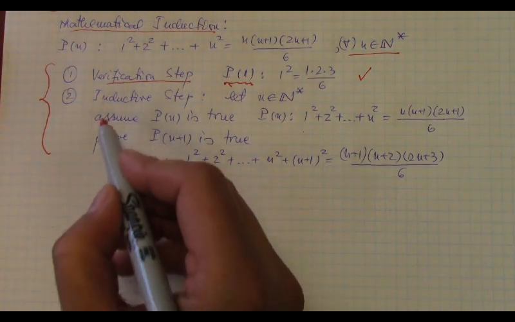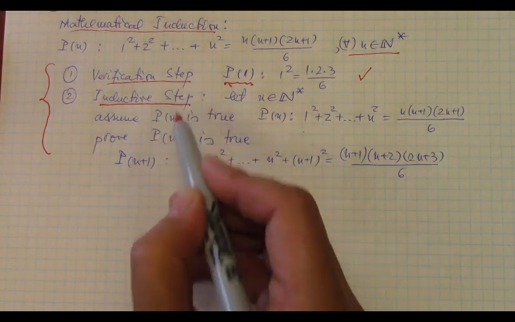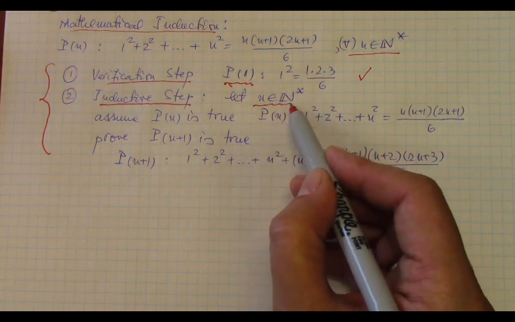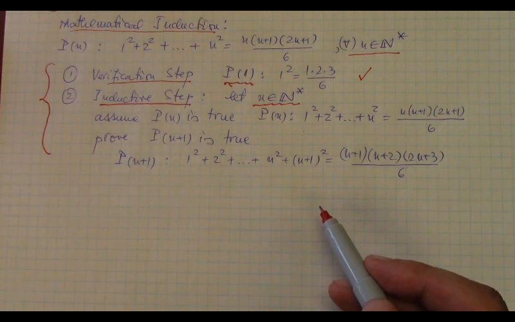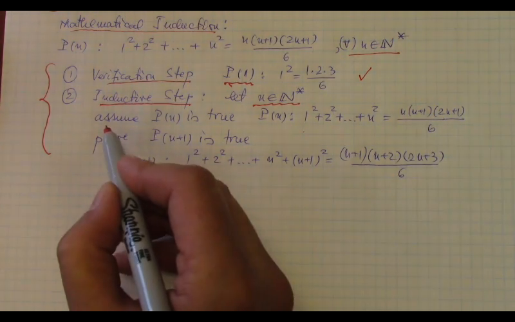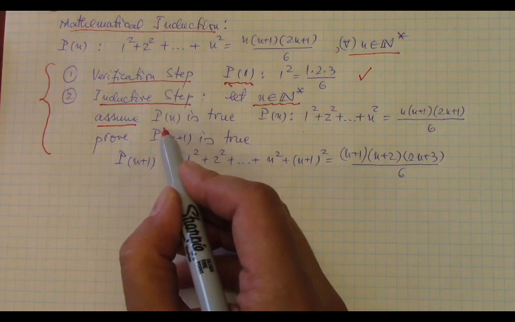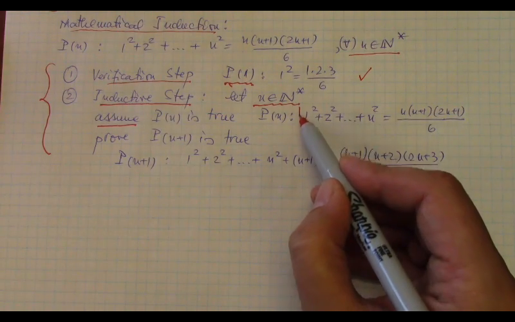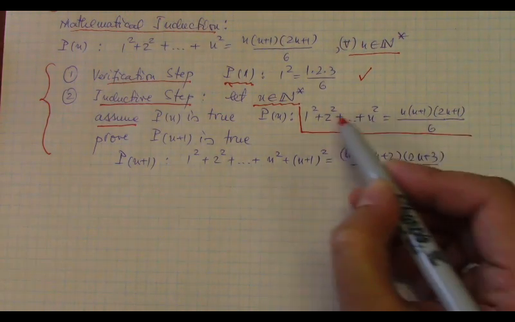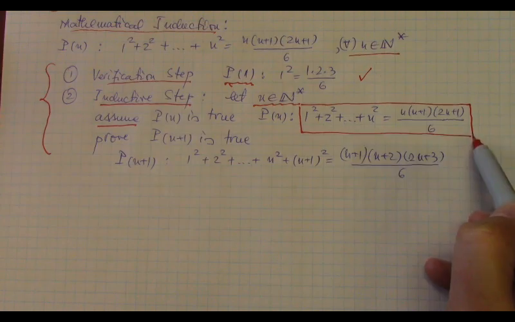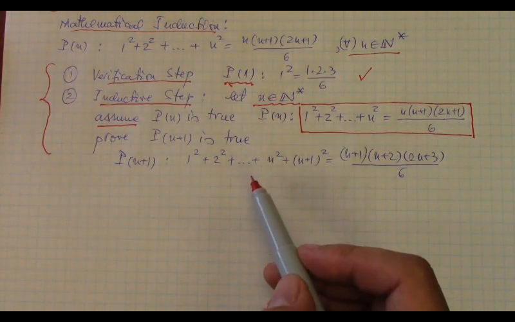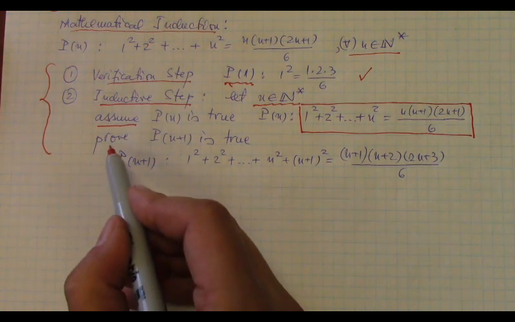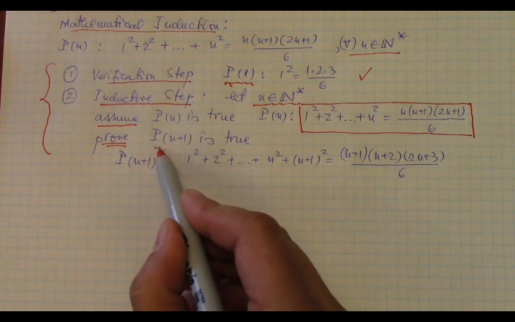All right. Now, the second step is the inductive step. The inductive step goes as follows. So we take some random natural number that's greater than or equal to 1. Okay? And we assume that P of n is true. All right? Now, P of n is this equality. So we now have some power because we assumed that this equality is true for this n that we chose. Okay? And mathematical induction asks us to prove that P of n plus 1 is true.